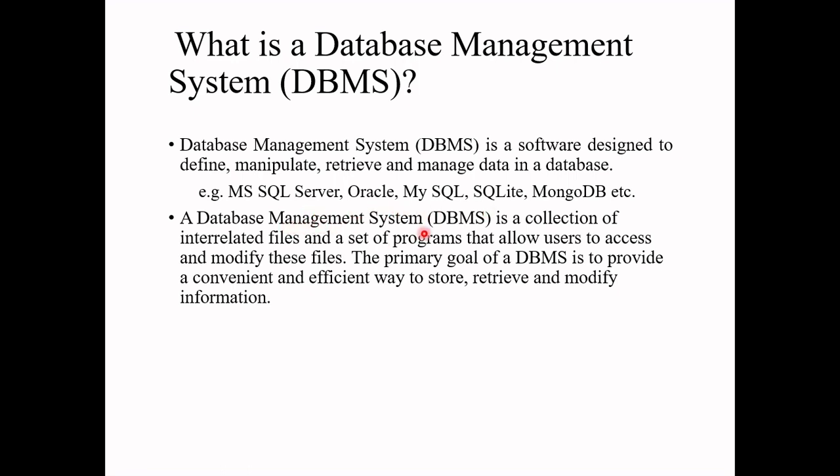A database management system is a collection of interrelated files and a set of programs that allows users to access and modify the files. The primary goal of a database is to provide a convenient and efficient way to store the data, to retrieve the data, and to modify the data. So we can store the data of students in a student table. Okay, we can get that data for a particular enrollment number, that is known as retrieval of data, and modification of data. Suppose one student's contact number is changed, so I can modify the information of that student's contact number, that is known as modification of information. All this facility is provided by the database.